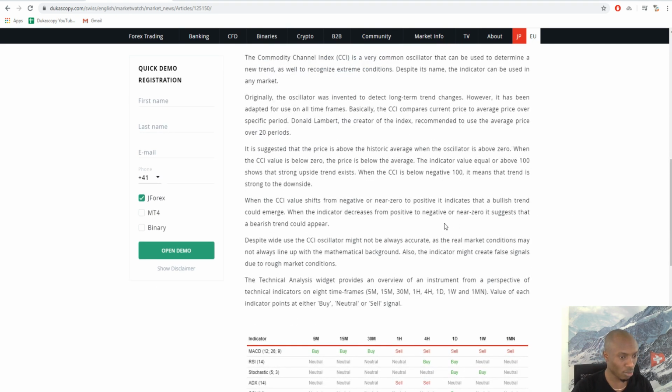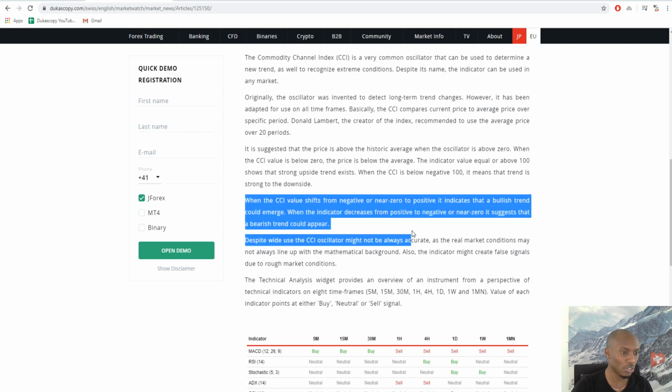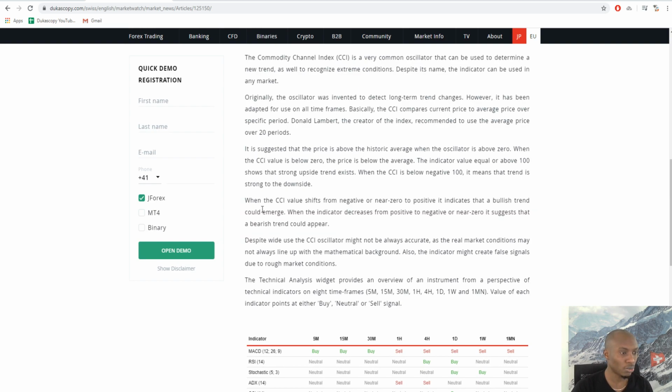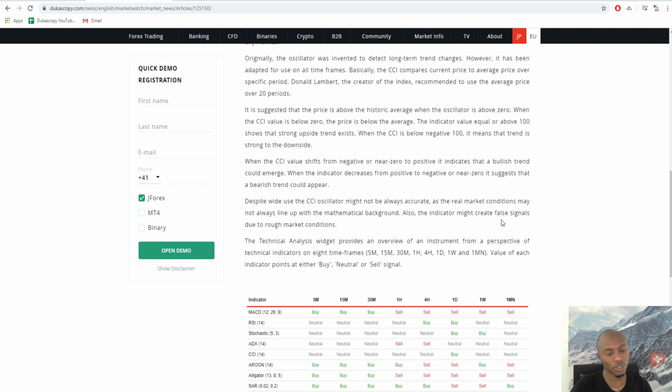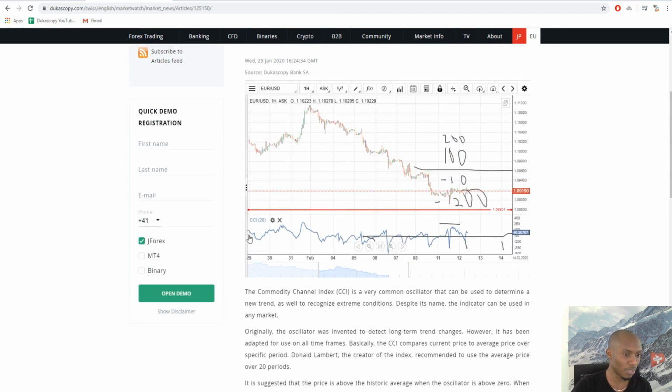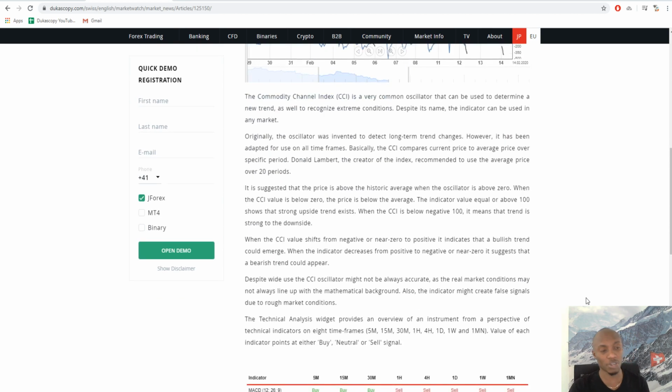So what else do I have to say? This is what I just explained for you. When the CCI value shifts from negative or near zero to positive, it indicates that a bullish trend could emerge. That is what I was telling you. And when the indicator decreases from positive to negative or zero, it suggests that a bearish trend could appear. So it shows you a potential reversal from that line which I draw, upward or downward. Then you are looking at a potential reversal.